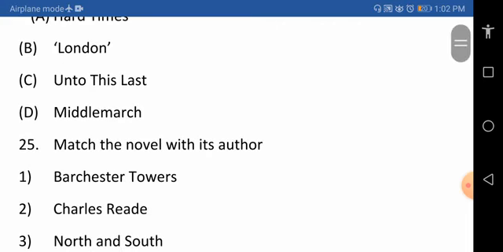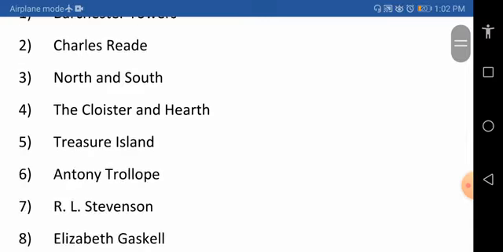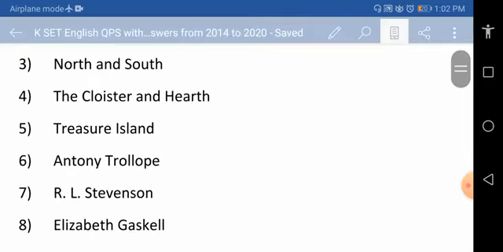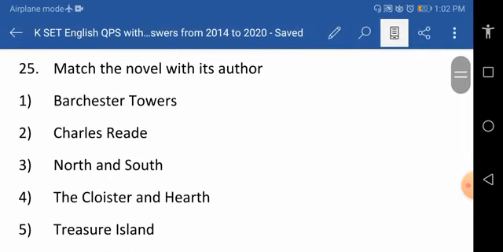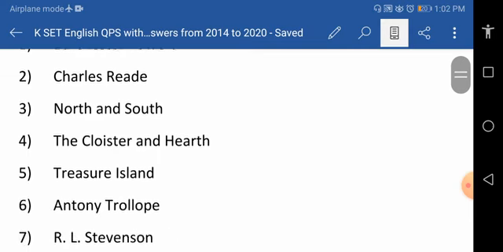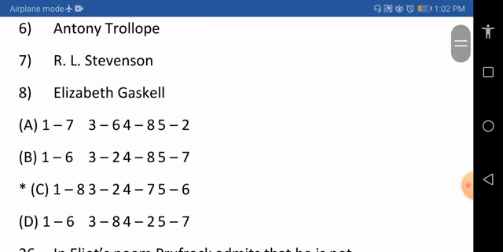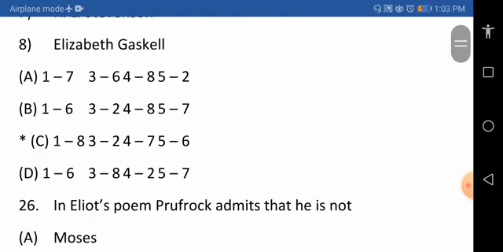Match the novel with its author, they have asked. Here they gave some authors and also novels. Let's know the answer first, then only we can match easily. The 1 to 8, 3 to 2, 4 to 7 and 5 to 6.